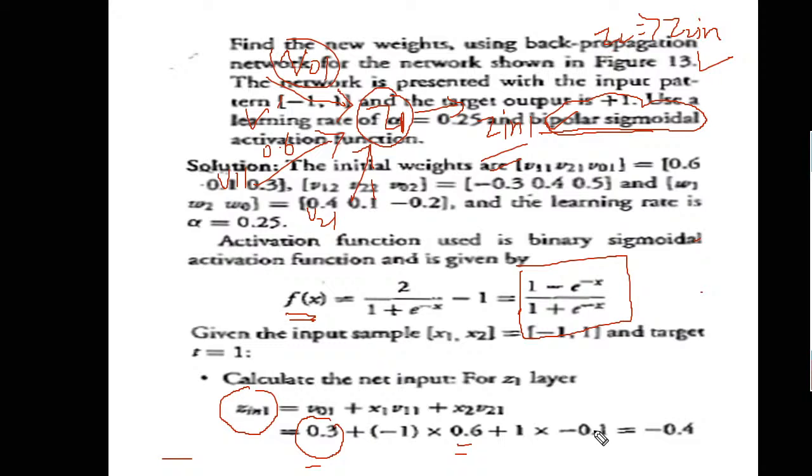So this is z in 1, and z in 1 is minus 0.4. Similarly, we have to calculate z2 also. So let's calculate this z2.